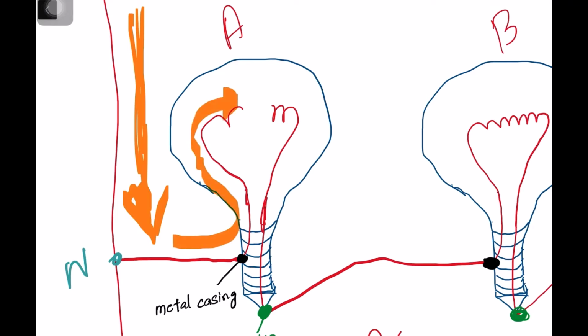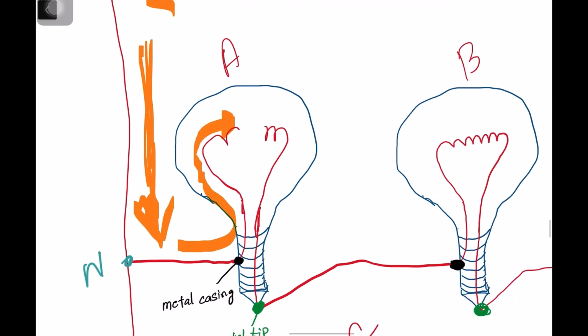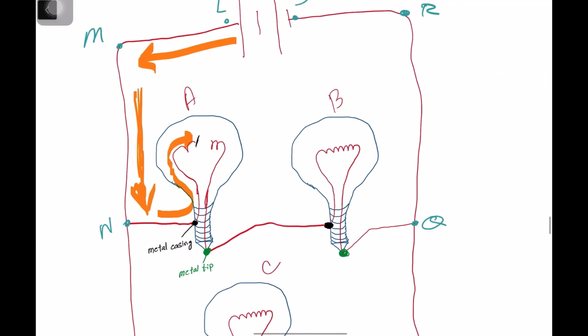However, there's a break in the filament over here. So electricity will not be able to flow from this end of the filament to this end of the filament. And as I explained before, a break in the filament means an open circuit is formed, which means that electricity will not be able to flow from this point of the filament to the remaining part of the circuit in the first parallel connection.